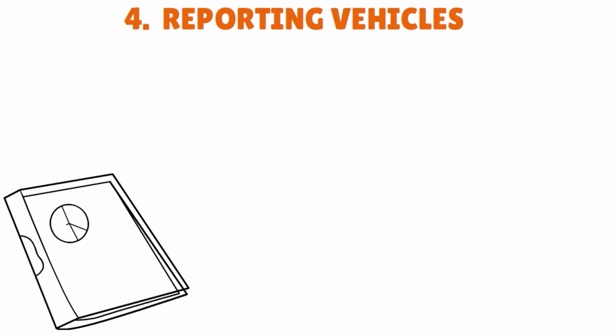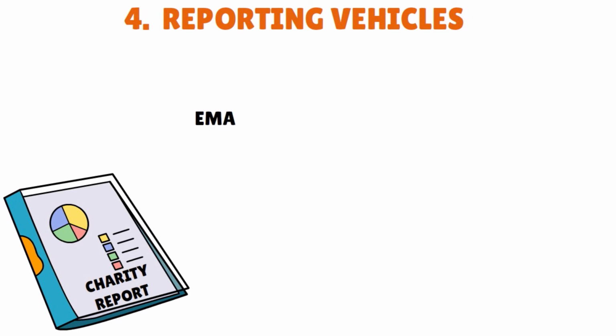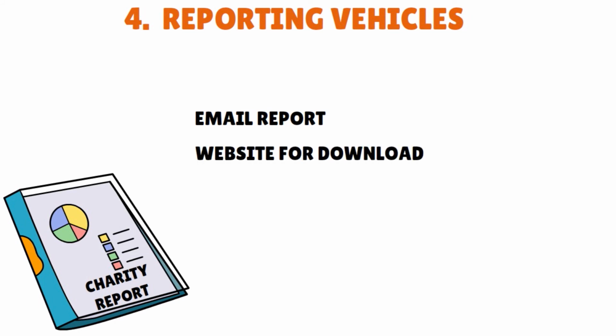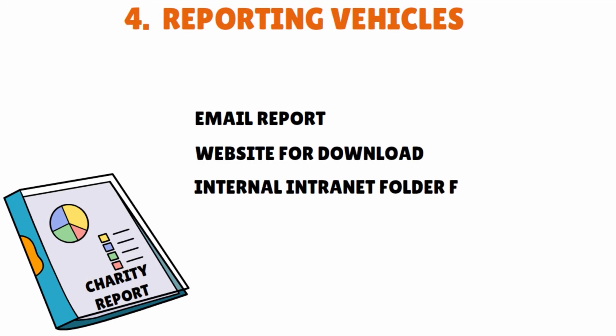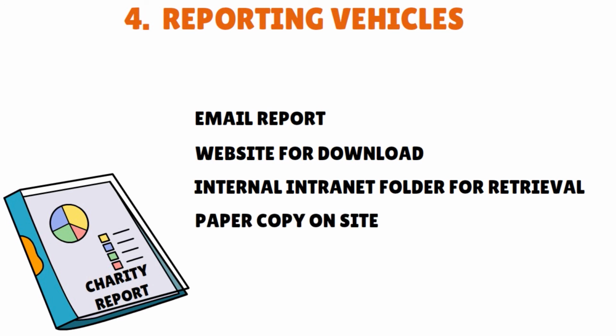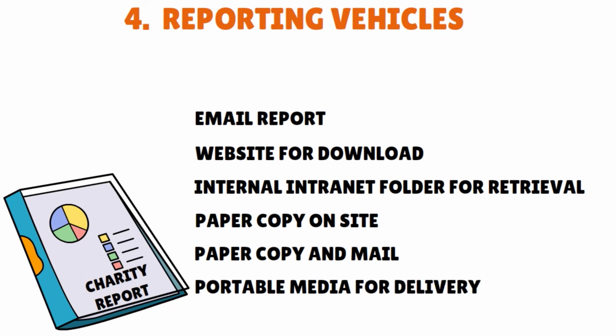Number 4, what are the reporting vehicles? There are several ways to deliver donor reports. You can use email report. You can post to website for download. You can post to internal intranet folder for retrieval. You can print paper copy on site. You can print paper copy and mail. Those reports can also be copied to portable media for delivery, or you can do hand delivery by relationship manager or gift officer.